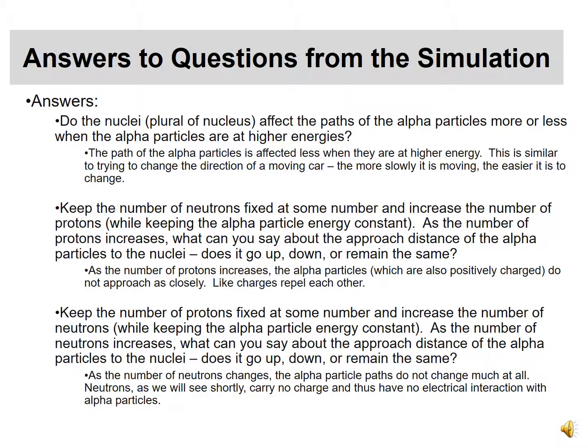In the third case, when you look at the number of neutrons, while keeping the alpha particle energy constant, as the number of neutrons increases, you don't really see very much of a change at all. So Rutherford saw this in these types of experiments that he did.